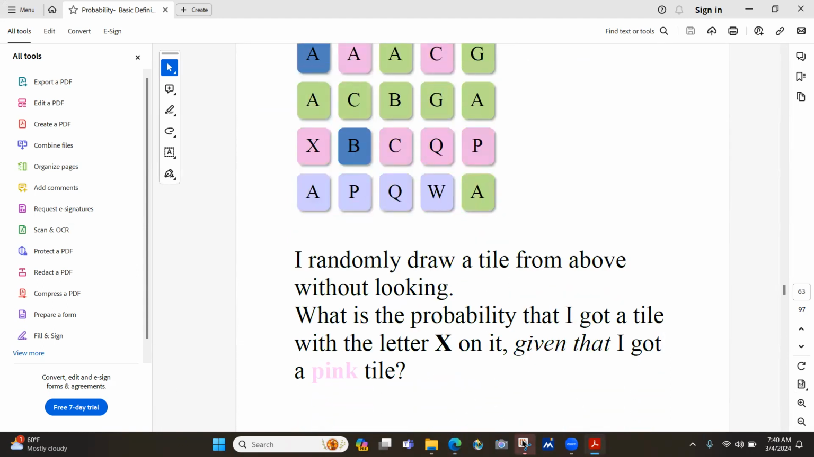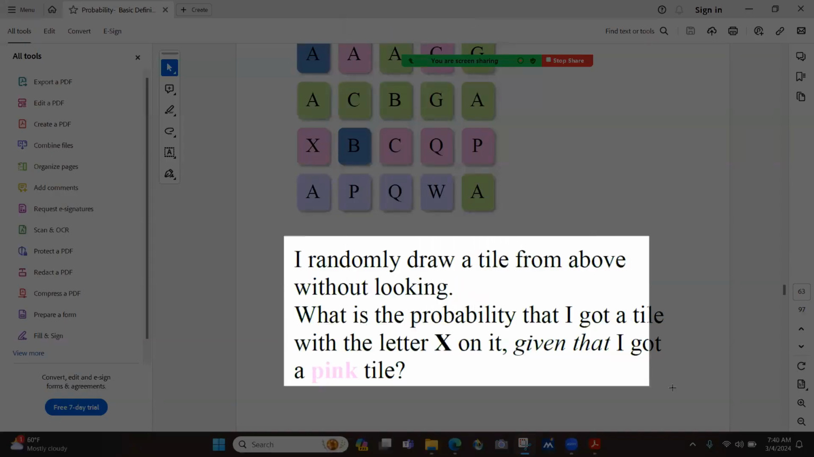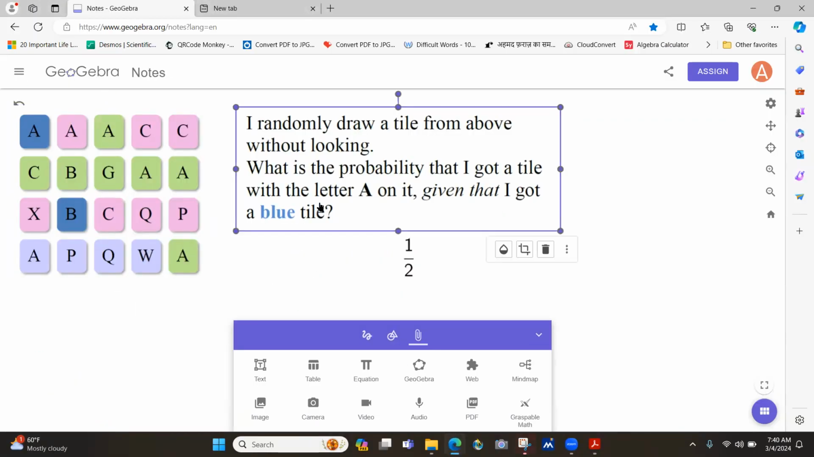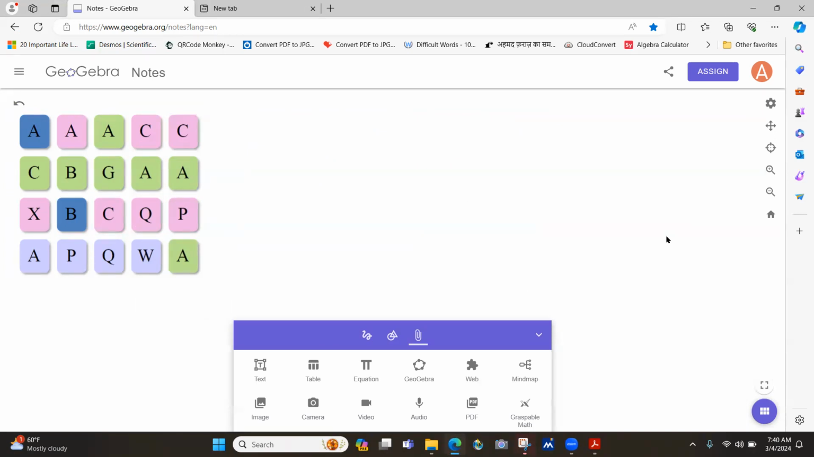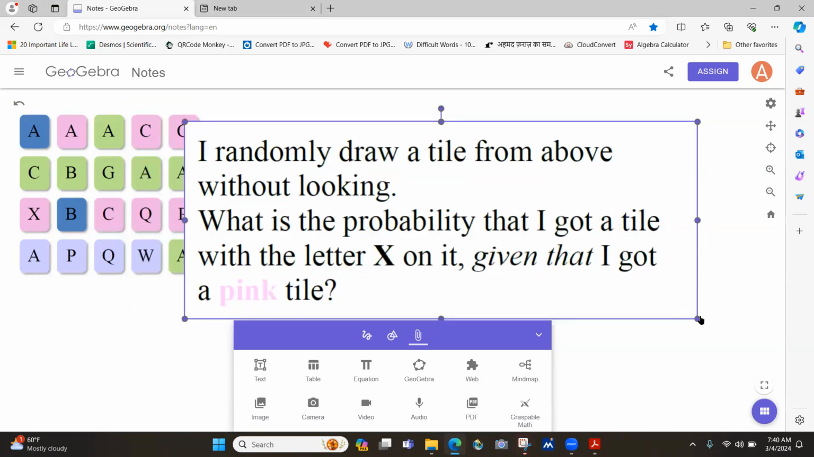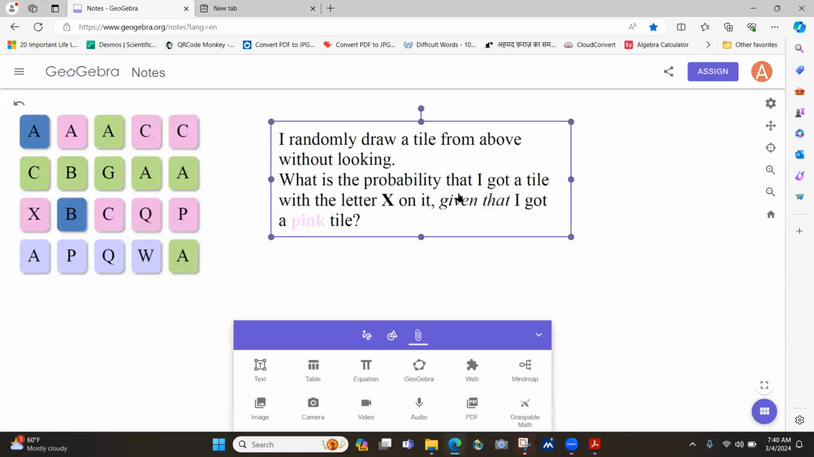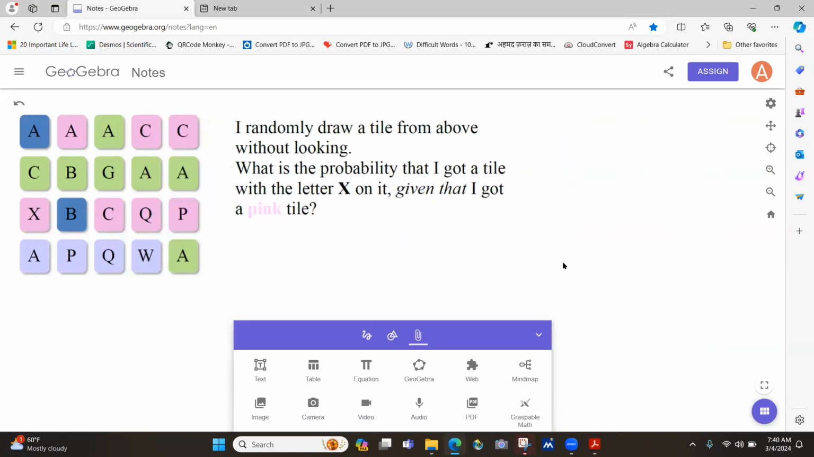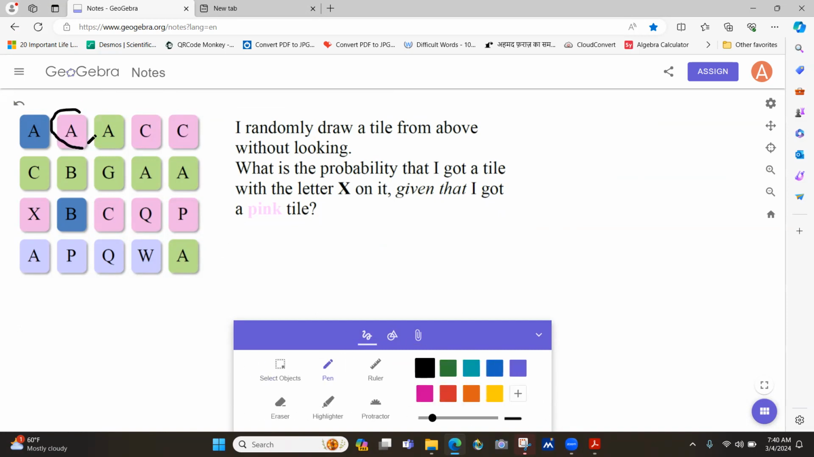Same data set, but now we're talking about the pink tiles. So once again, given that I got a pink tile, that means I'm only interested in these tiles. I don't care about the whole sample space. I only care about these 7 tiles. So my focus is on the 7 tiles.